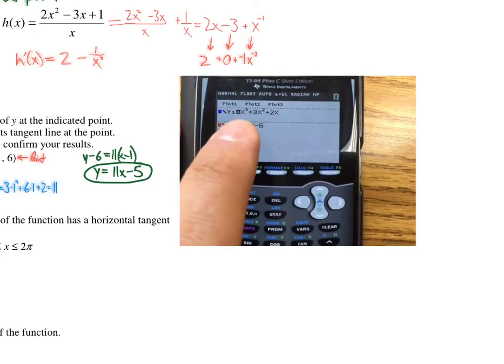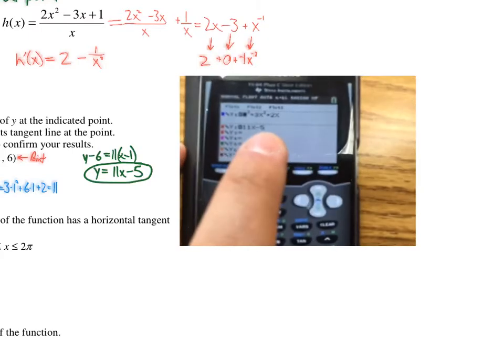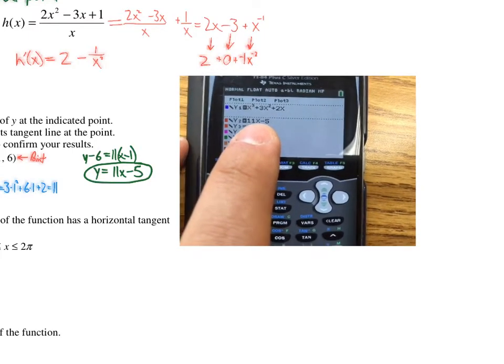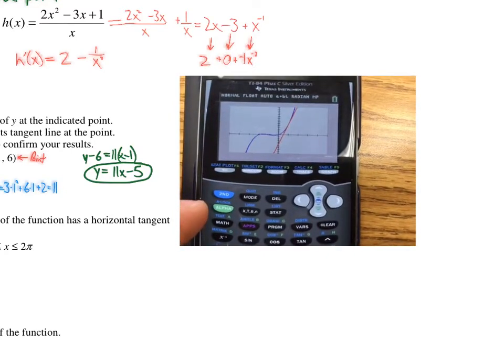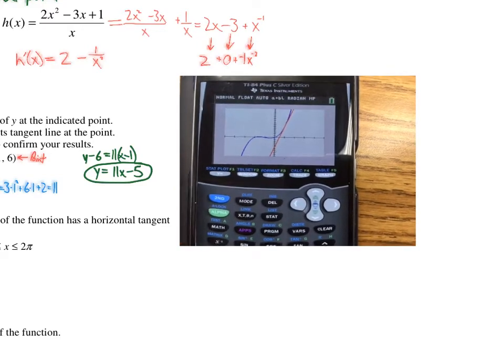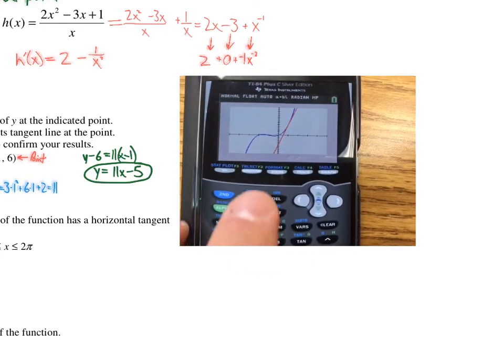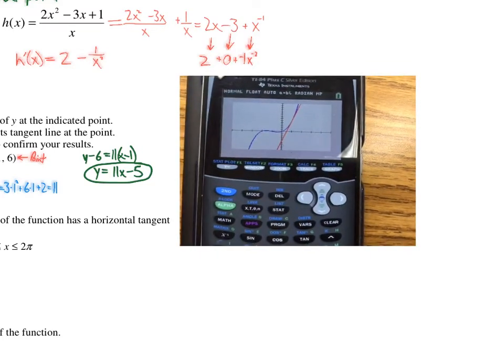And notice here I put both the original function and the tangent line function in the calculator. And there they are. You can see the zeros like we said there would be, at -2, -1, and 0.